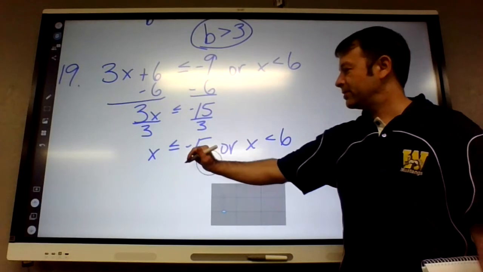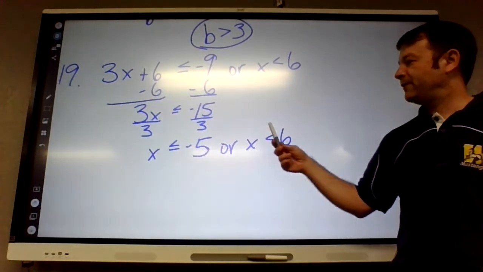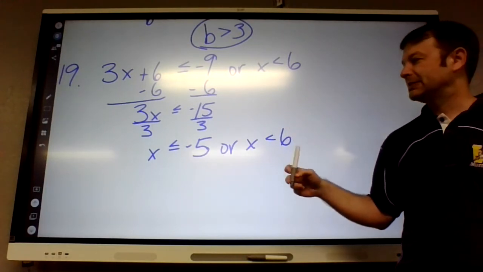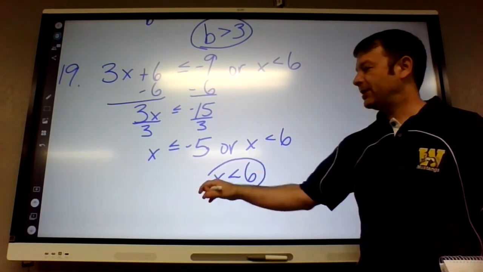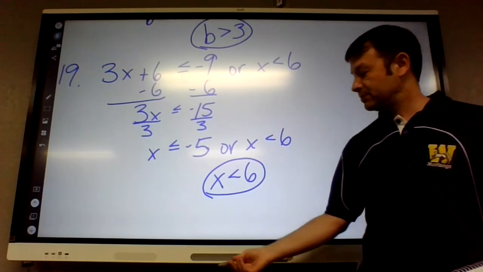What numbers are less than or equal to -5 or less than 6? Anything less than 6. That is correct. Yes. Okay, I'm not gonna make you do the last part on the evens, but 20, I wrote down.